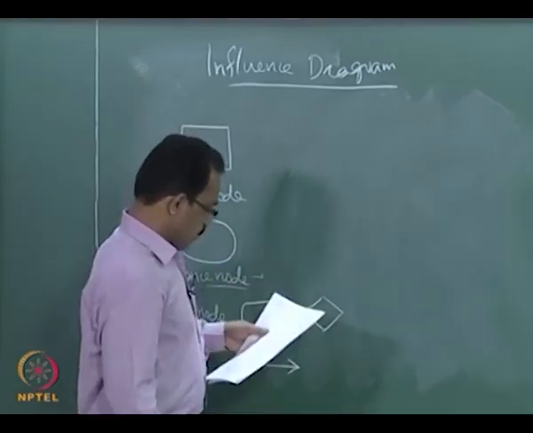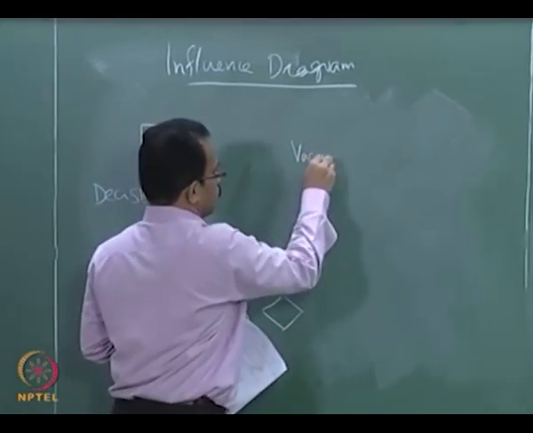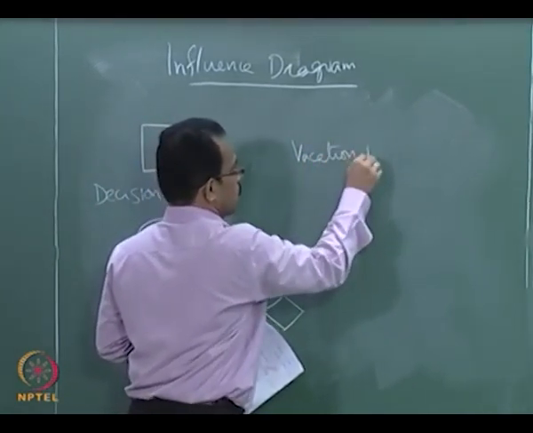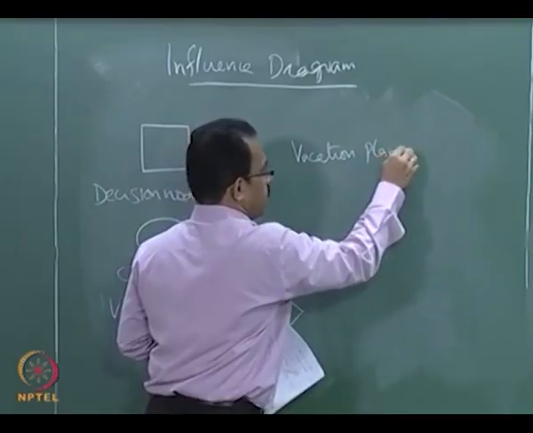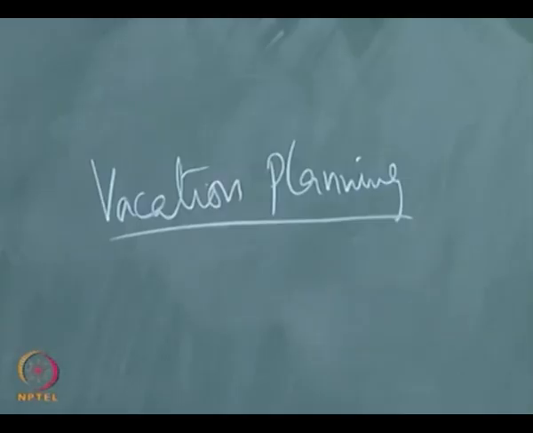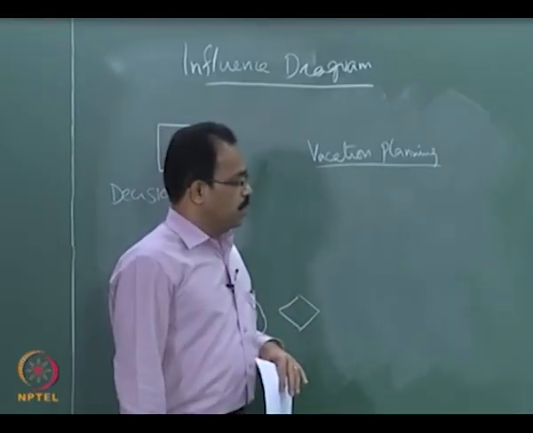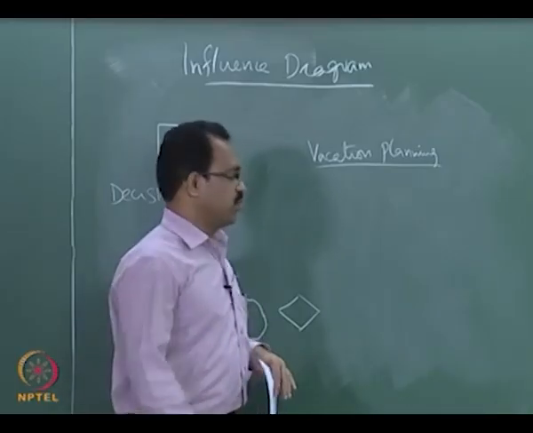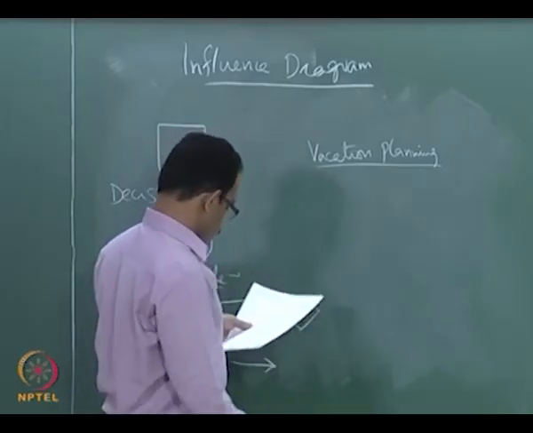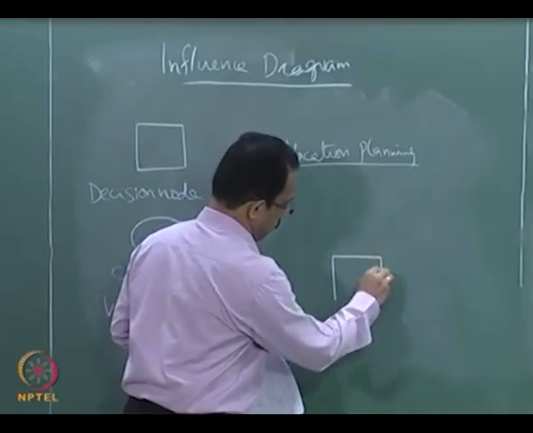Let us take a very simple example of vacation planning. Someone is planning to have a vacation, basically a short duration vacation. They are planning to go to an outstation, basically a tourist location, but there are so many factors which affect this decision. So here we can represent the decision node as vacation planning.